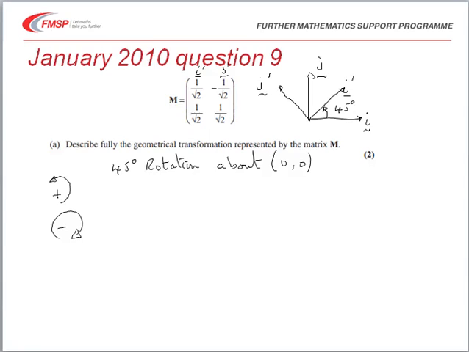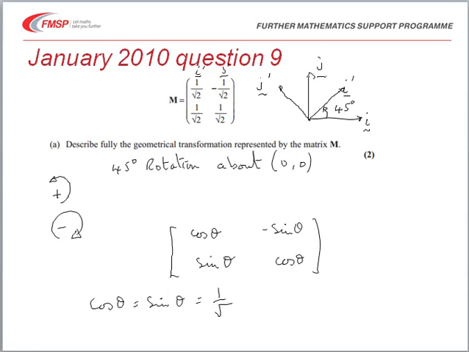An alternative method of doing that would be to compare the given matrix, recognizing it as a rotation, to the general rotation matrix cos theta, sine theta, minus sine theta and cos theta, and then seeing that cos theta and sine theta are both positive, and therefore we're in the first quadrant of the circle, and theta is 45 degrees.